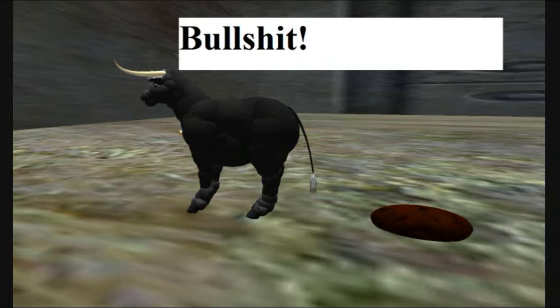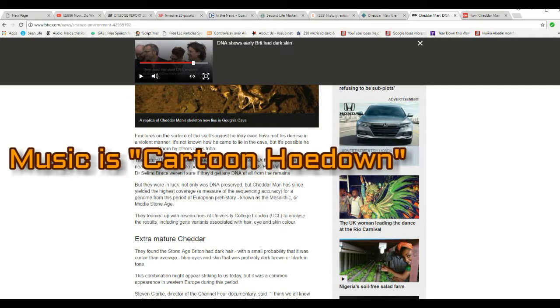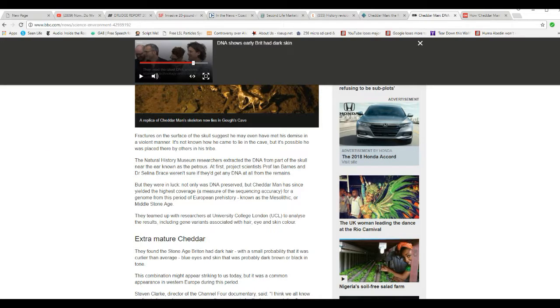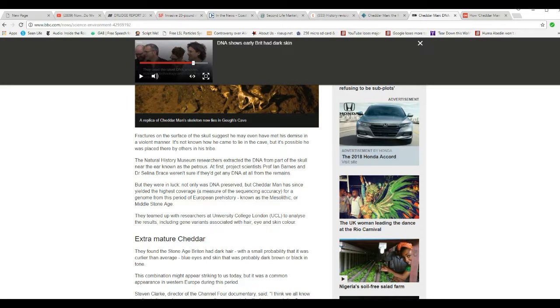That is bullshit. Natural History Museum researchers extracted DNA from part of the skull near the ear, known as the petrous. At first, project scientists Professor Ian Barnes and Dr. Selina Brace weren't sure if they'd get any DNA at all from the remains. Now, this thing sat in a glass case for 115 years, and I'm supposed to believe they managed to get some DNA out of it. That is incredible bullshit.